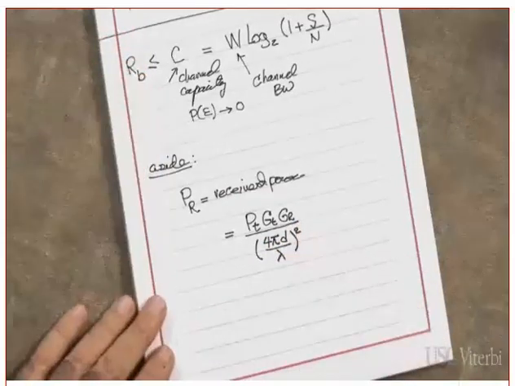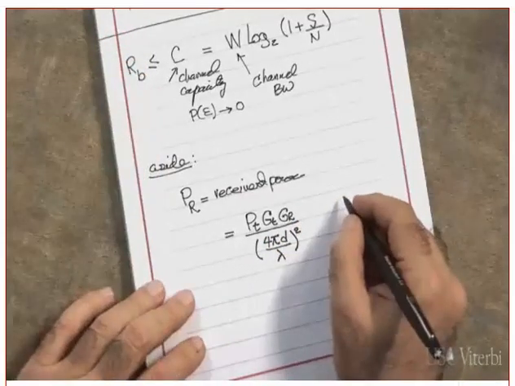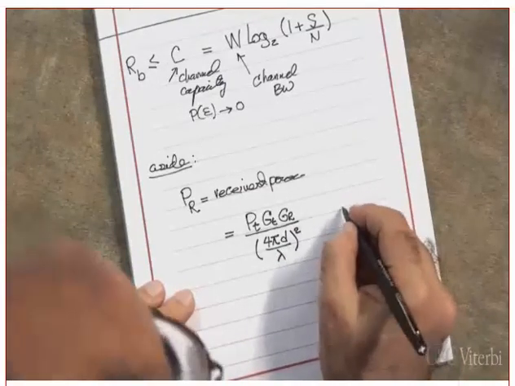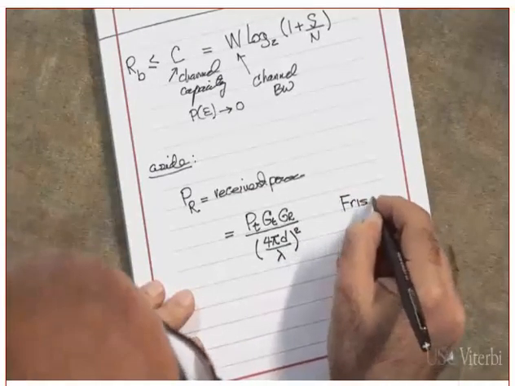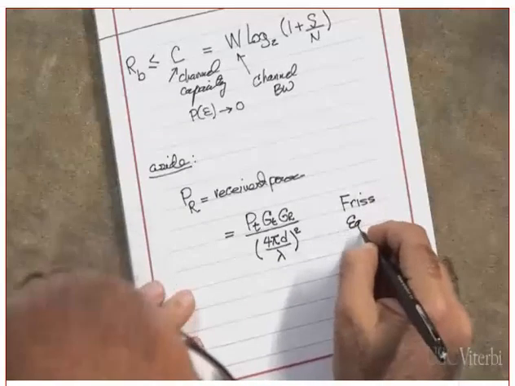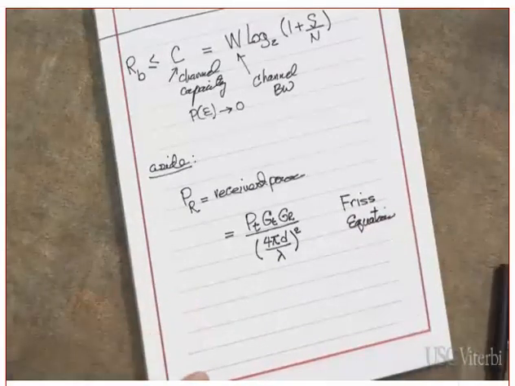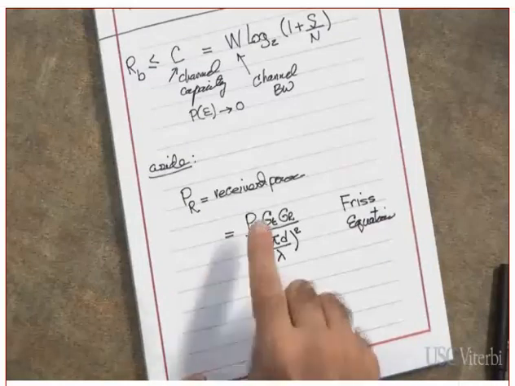Now explain it to me. By the way, anybody knows what this equation is called? Somebody said it correctly: the Friis equation. We'll talk about that in detail shortly, and from it we will understand how we create link budgets and designs and so forth.